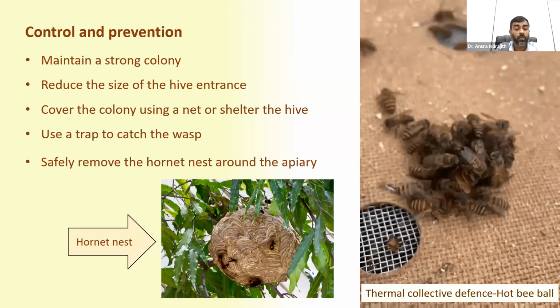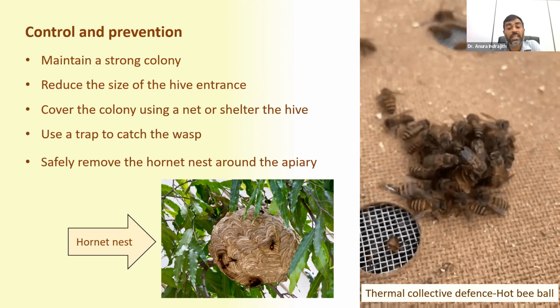Otherwise, they will end up feeding on all the bees, because they love to feed on bees, and bees are not that defensive. They are weak. But if they are strong, you can see this condition now: the hot defense bee ball. What happened here? A large number of bees will come and cover the wasp, and then they keep rolling here and there with the wasp.